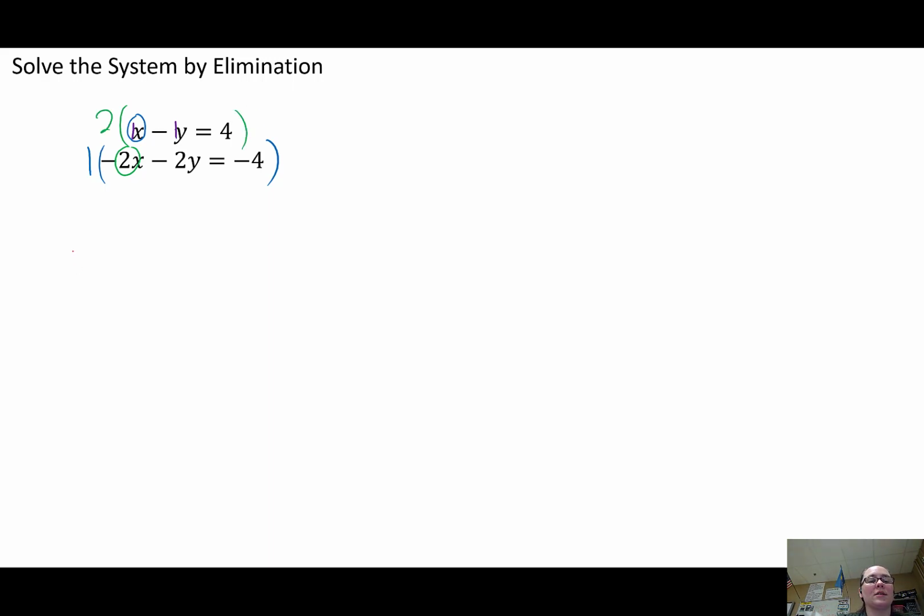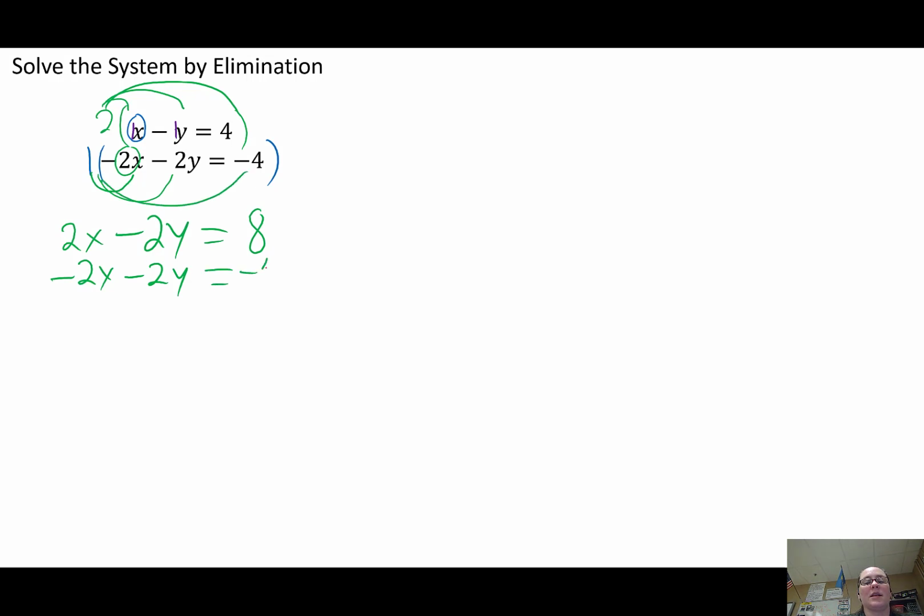So 2 times 1 is 2. 2 times negative 1 is negative 2. And 2 times 4 is 8. Then we're going to do the second one. 1 times negative 2 is negative 2x. 1 times negative 2 is negative 2y. And 1 times negative 4 is negative 4.